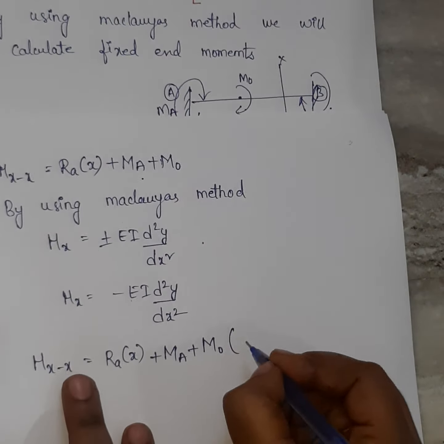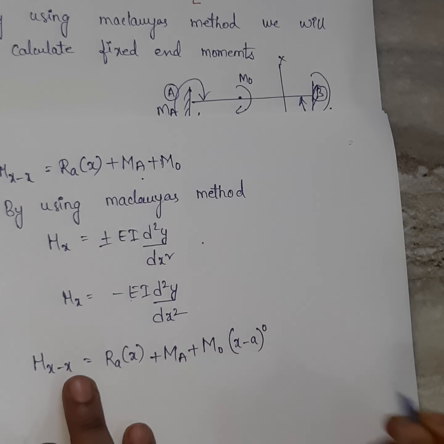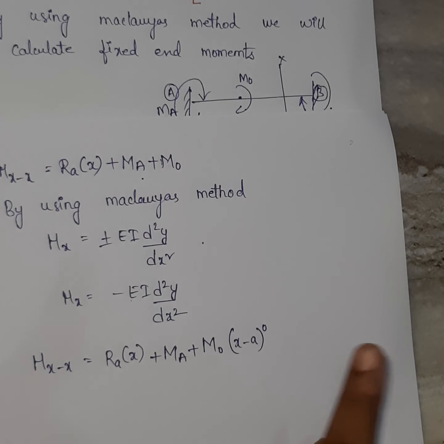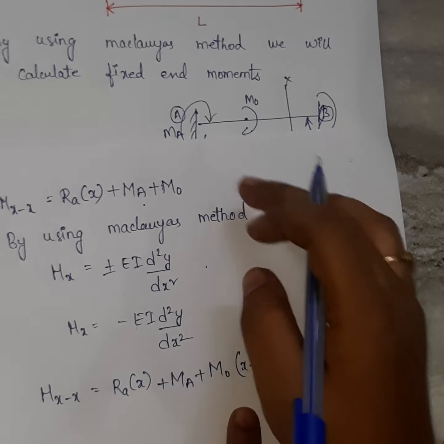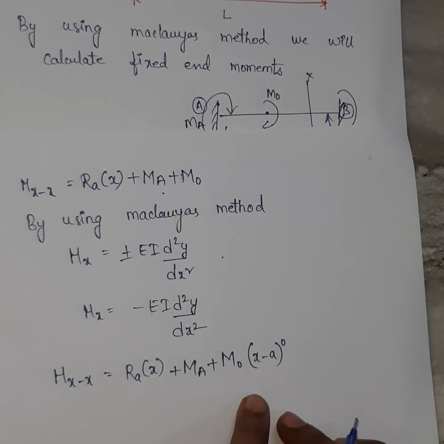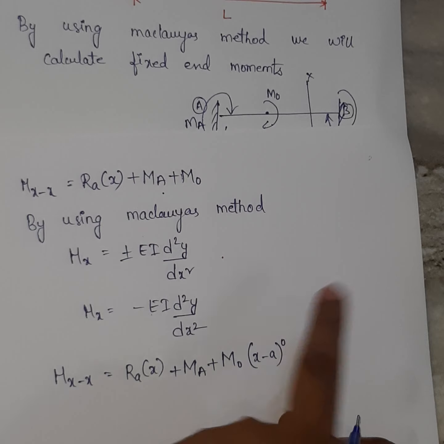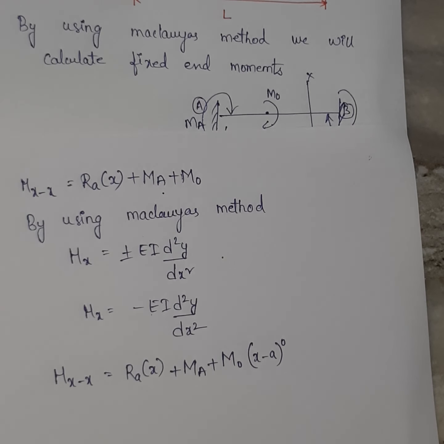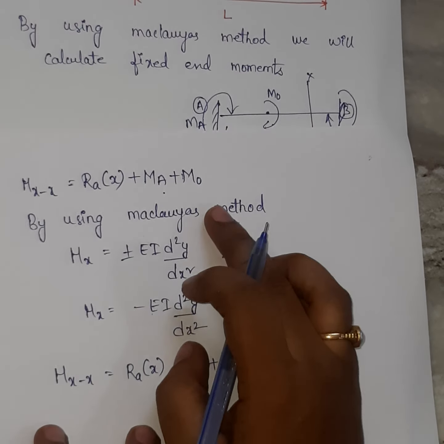So I am writing M0 into x minus a power 0. x power 0, how much? 1. So 1 into M0, how much? It is M0. So I am writing this equation like this. For the Macaulay's method condition, I am writing this couple with some distance power 0. So power 0 means x power 0, how much? 1. So we will satisfy this equation.